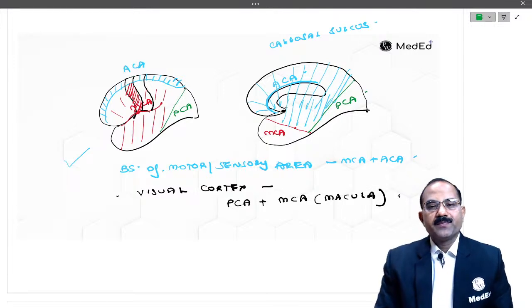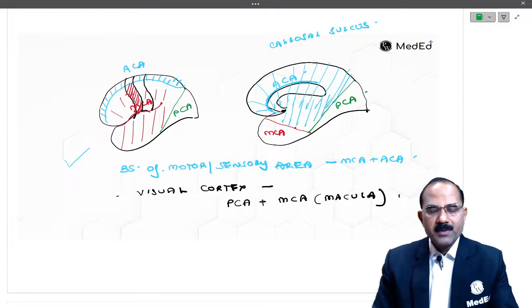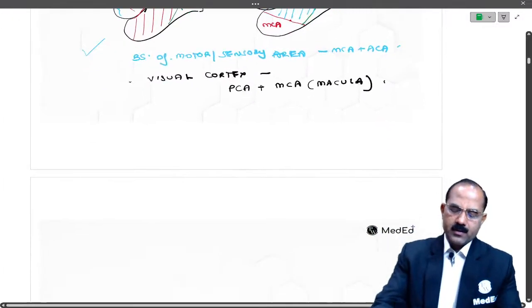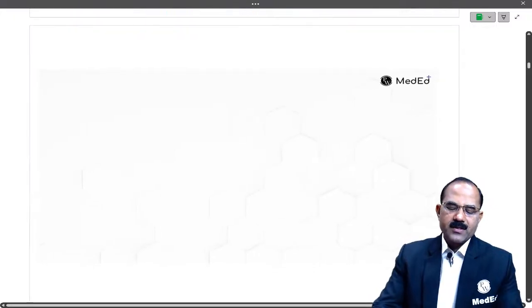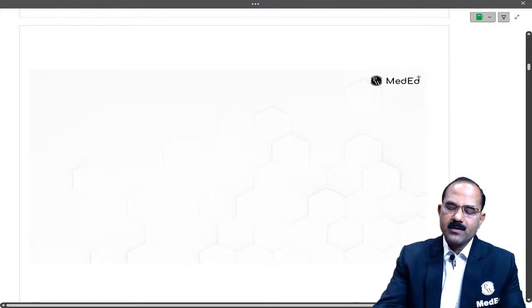ठीक है बच्चों? ठीक है, perfect. Right, very good. Just remember this now. बाकी है ना, branches of internal carotid, branches of vertebral basilar, just go through it.